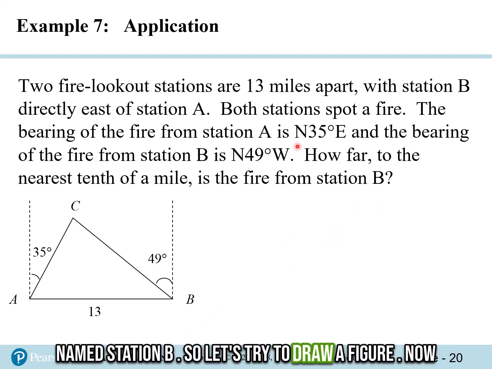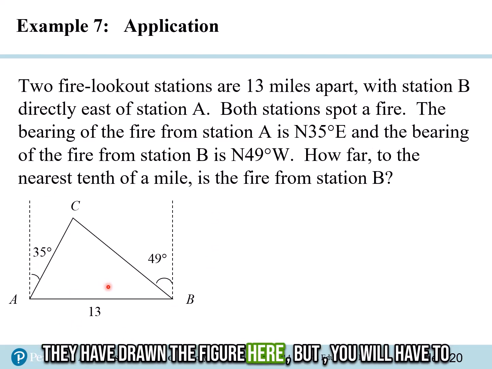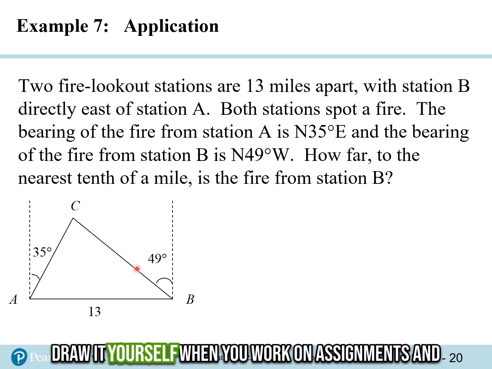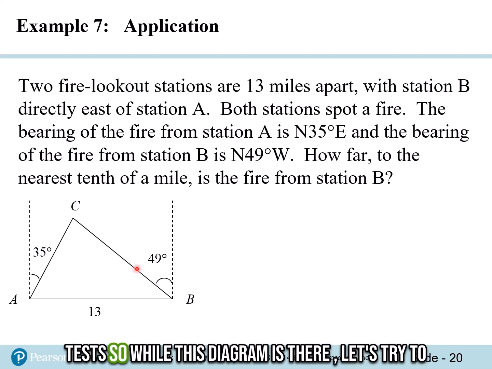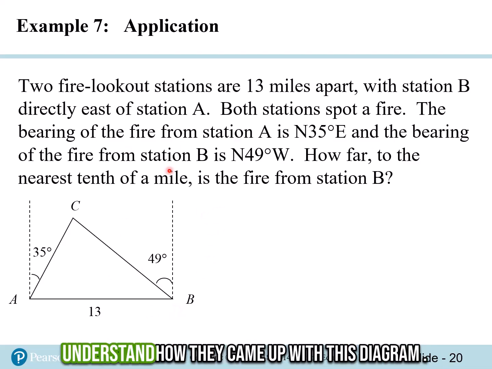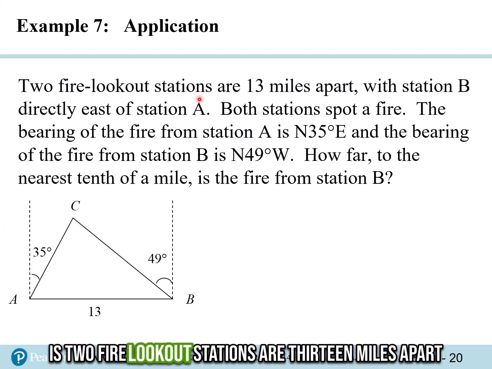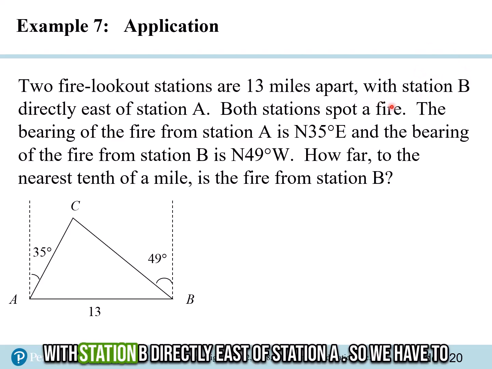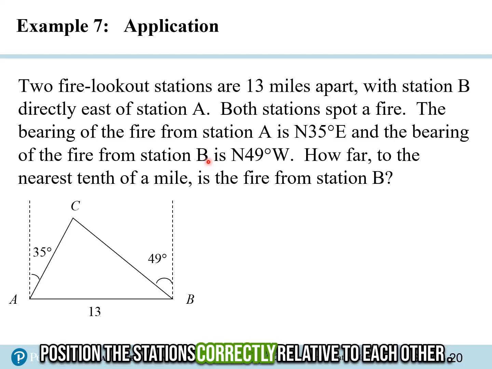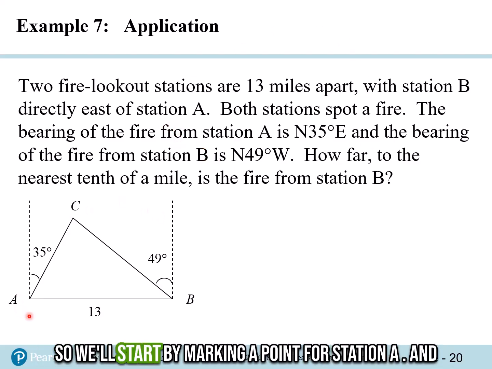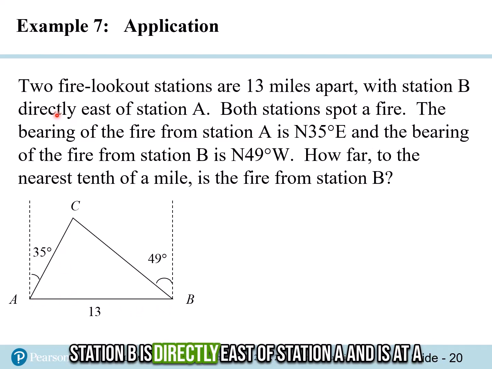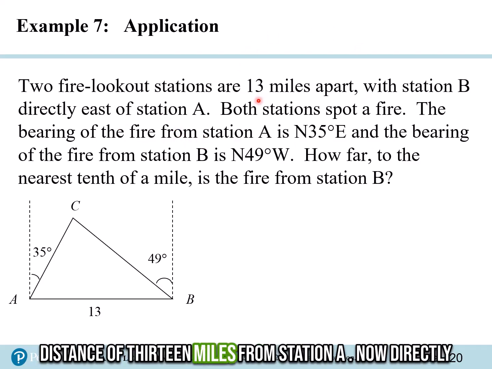So let's try to draw a figure. Now they have drawn the figure here, but you will have to draw it yourself when you work on assignments and tests. So while this diagram is there, let's try to understand how they came up with this diagram. All right. Now, the first thing is two fire lookout stations are 13 miles apart, with station B directly east of station A. So we have to position the stations correctly relative to each other. So we'll start by marking a point for station A, and station B is directly east of station A and is at a distance of 13 miles from station A.